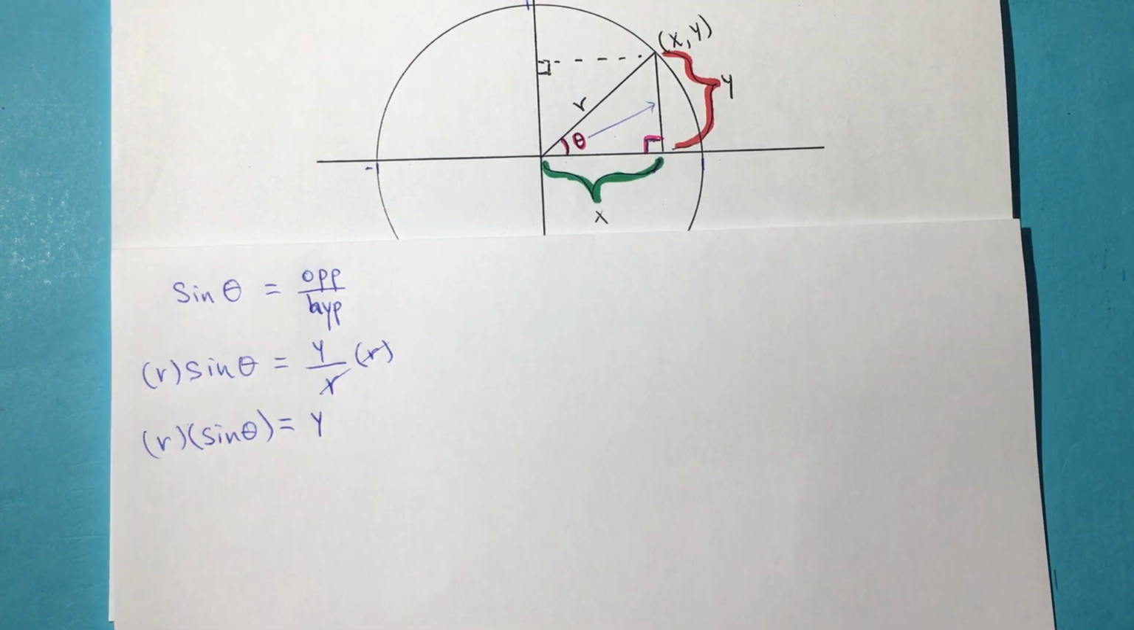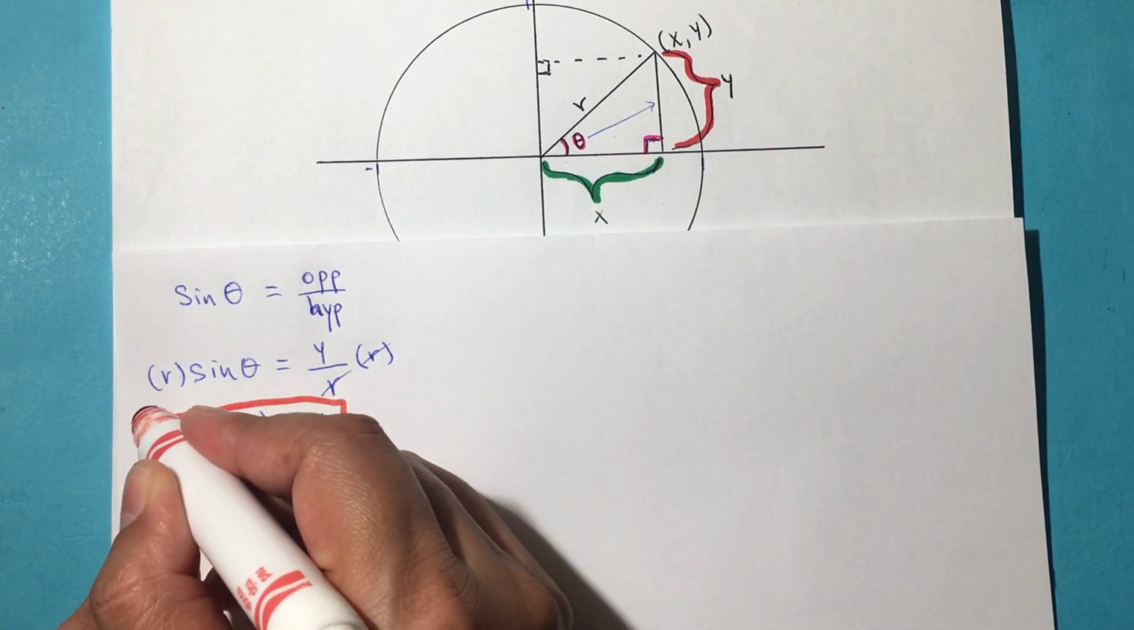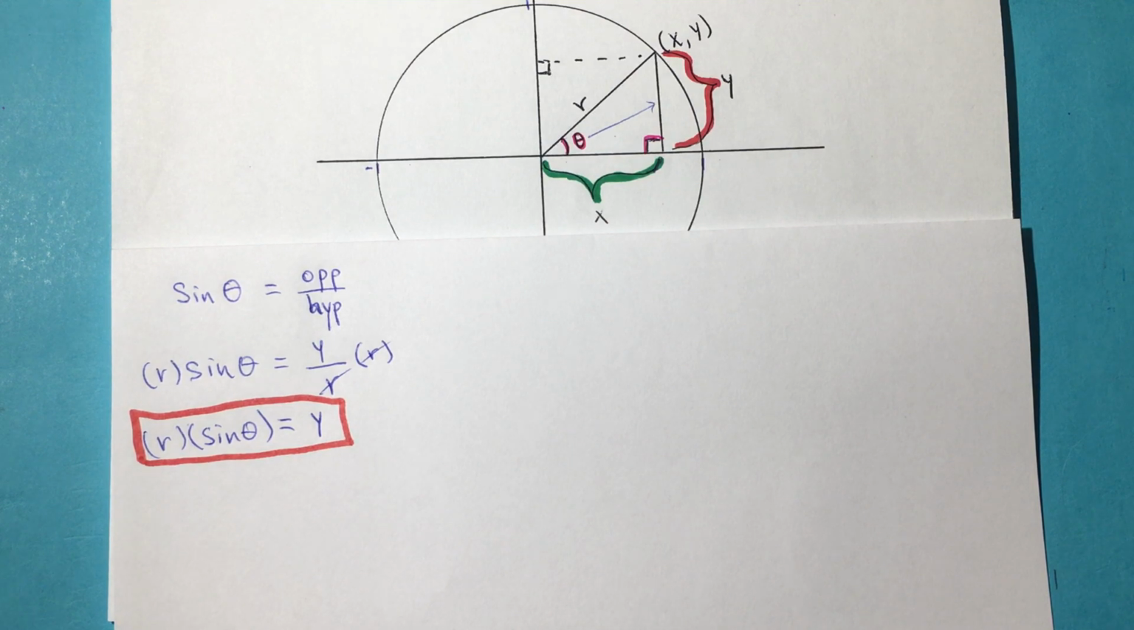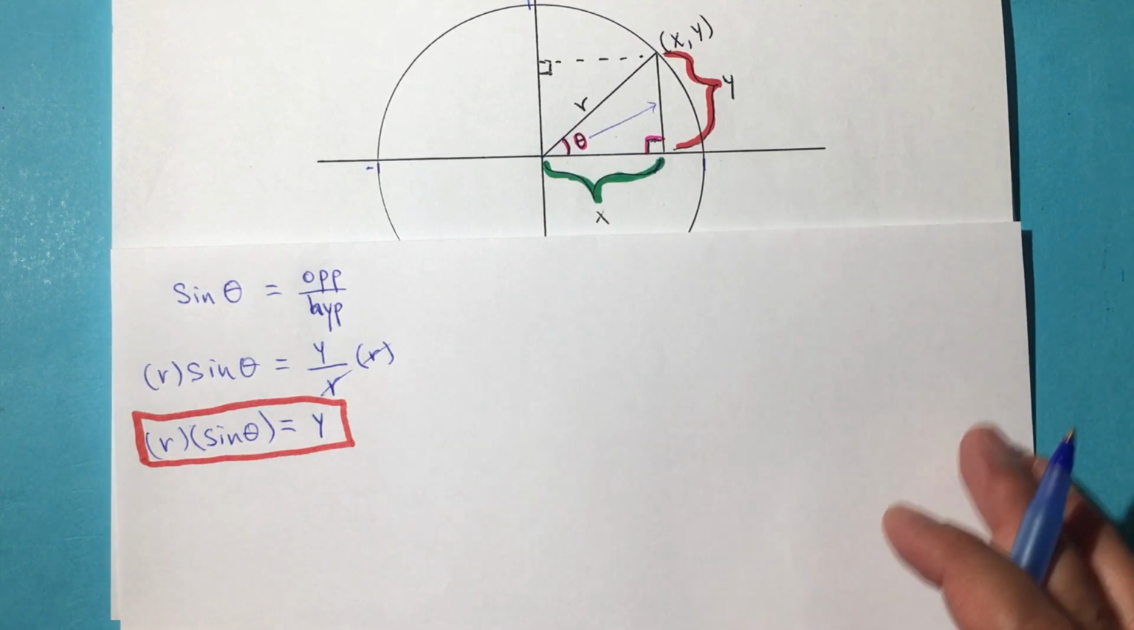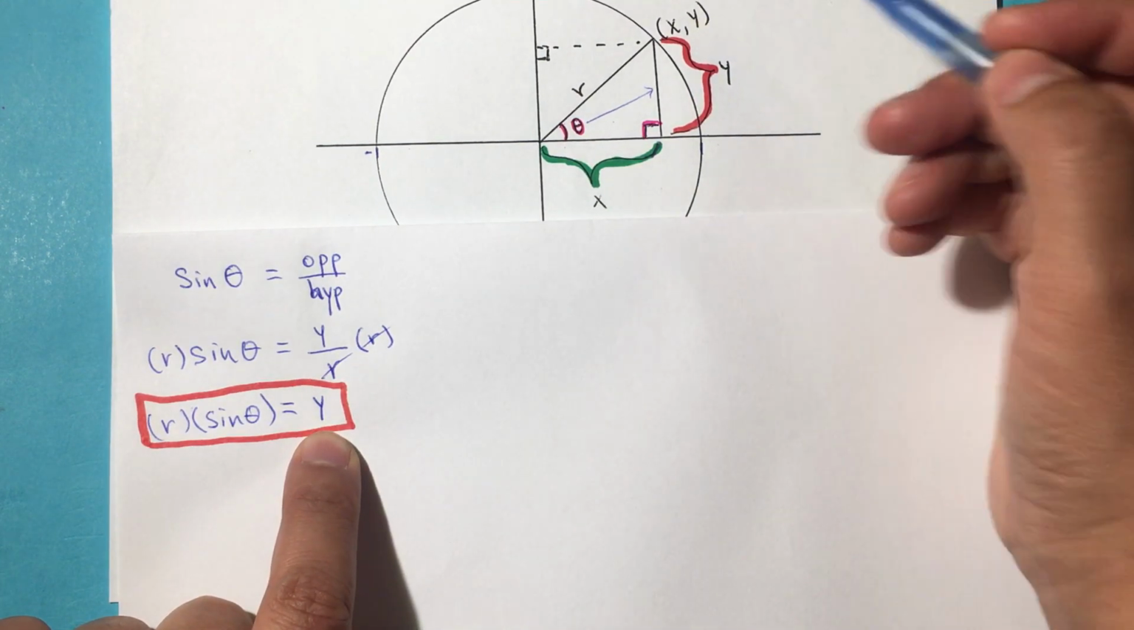And just to keep it with the same color, I'm going to encircle that. That's something that we are going to be using later. Okay, so that's the value for y. That's what we're going to be putting in here.